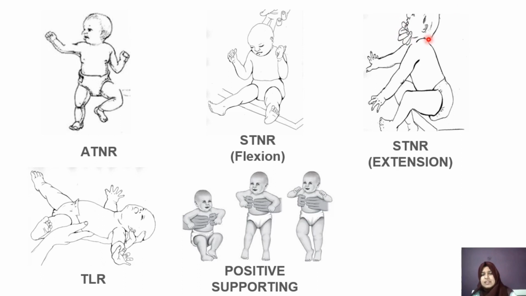When the therapist extends the baby's neck, the upper extremity is in the extended position and the lower extremity is also in the extended position after the neck extension. The integration period of the STNR is 8 to 12 months.